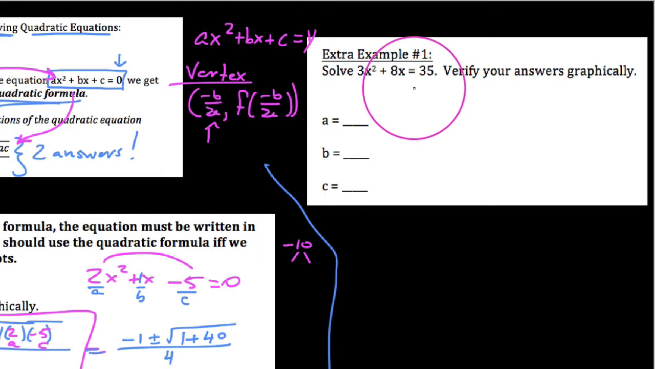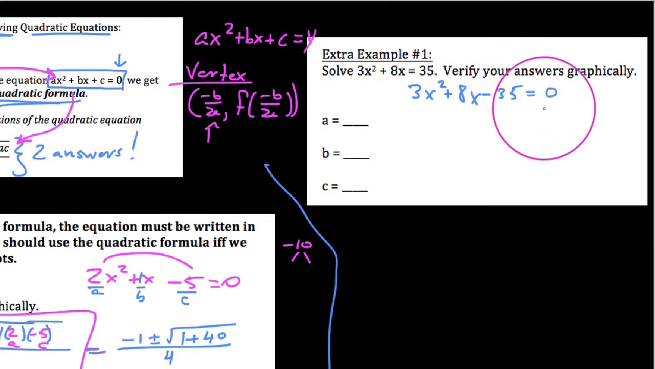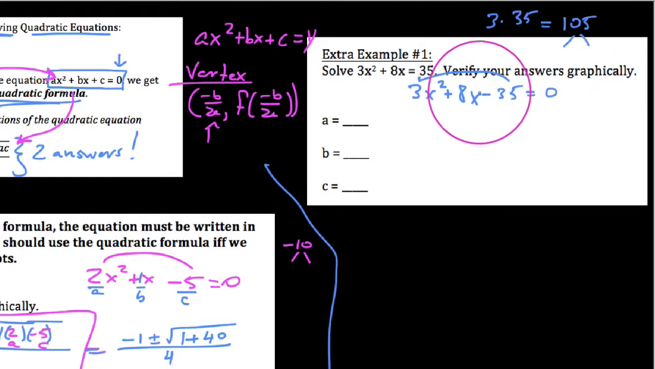If I said go solve this, I think everybody's first step should be let's set this equal to 0. So moving this 35 back over and getting a 0 here, we say, okay, let's try to factor this first. So if I did try to factor, I get 3 times 35, which is 105. Can I think of two factors of 105 that add up to be 8? And I simply can't, okay, which means this isn't factorable.